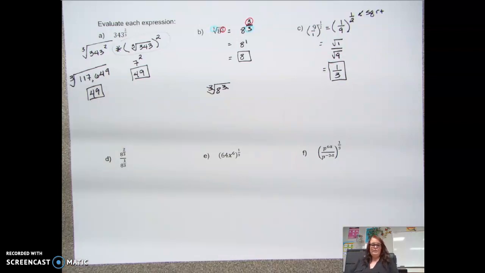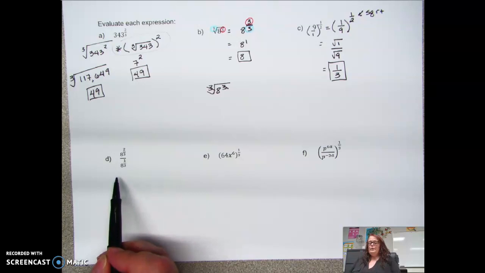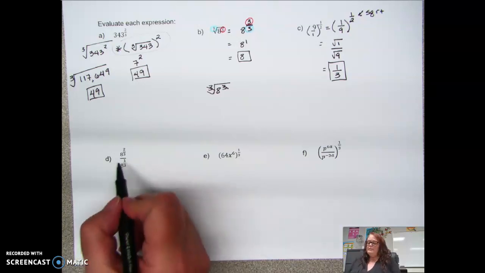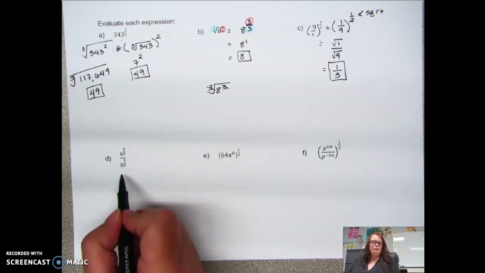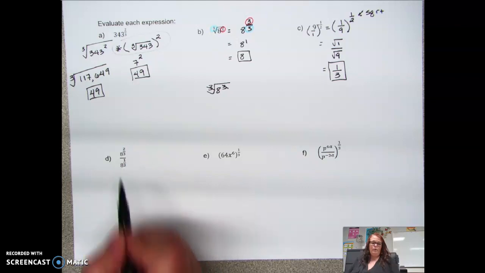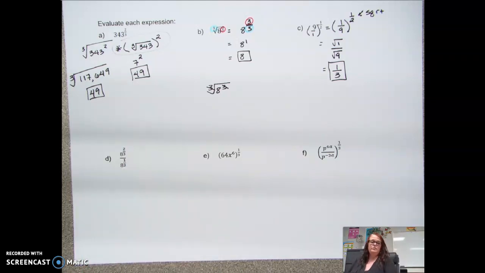There's tons of different ways we could have done that. We could have just distributed it and called it 1 over 9 to the 1/2, etc. But that was the quickest method I could see. So in D, I know it looks a little weird. This is 8 to the power of 2/3 over 8 to the power of 1/3. So see if you could answer this question.